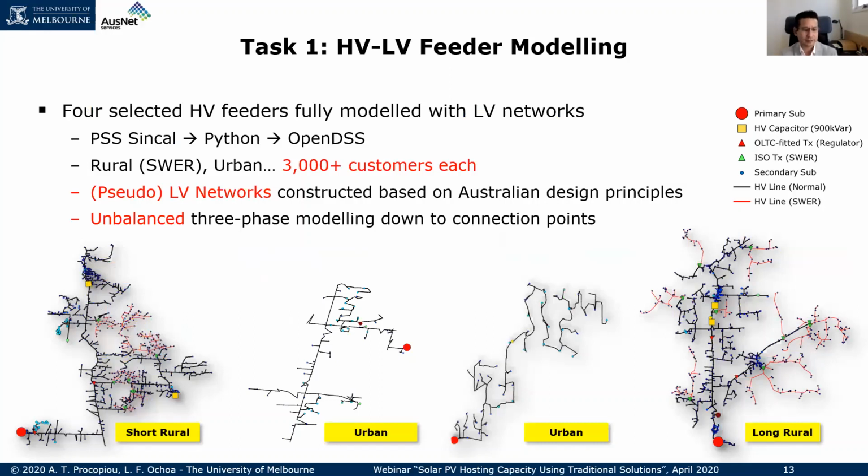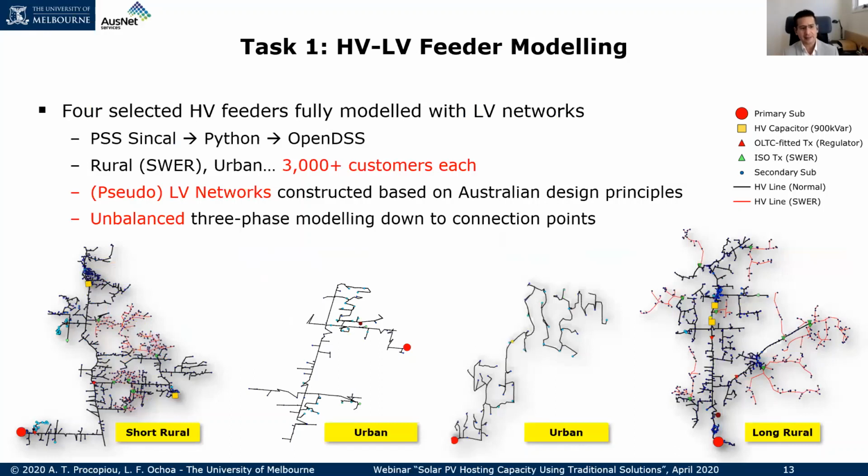So these are graphs showing rural, urban, short, long networks, etc. These are large networks, each of them with more than 3,000 customers. And of course, to really get into the details of what would happen to particular residential customers at the connection point, where there are single-phase connections in most cases, we created what we call pseudo-low voltage networks.